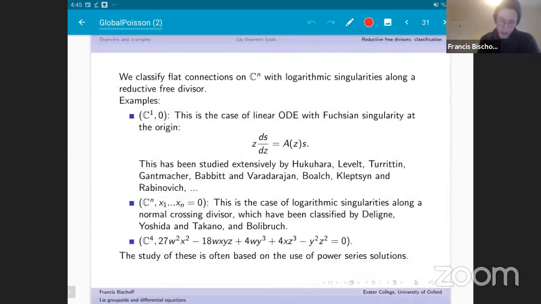So here's the scenario for this. We want to classify flat connections on C^n which have logarithmic singularities along a reductive free divisor. Here are three important examples. This is maybe the most important: the case of linear ordinary differential equations with Fuchsian singularities at the origin. There's extensive literature on this, and I've tried to name some of the important people who've worked on this.